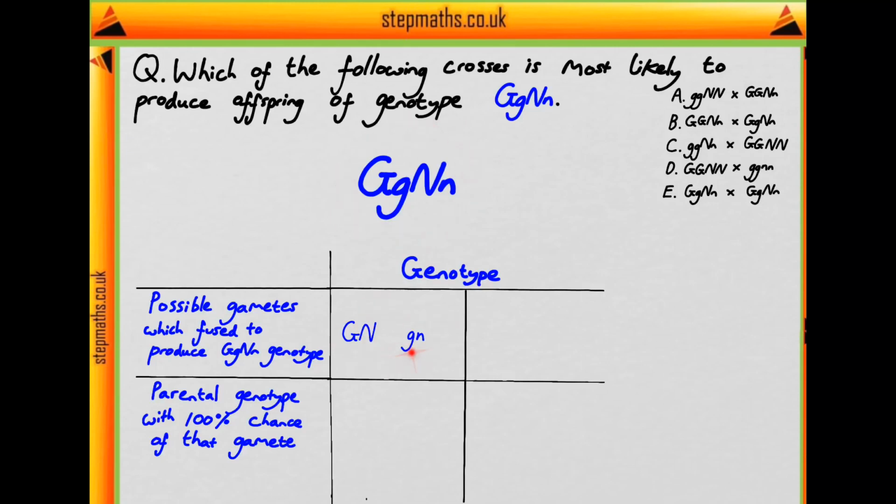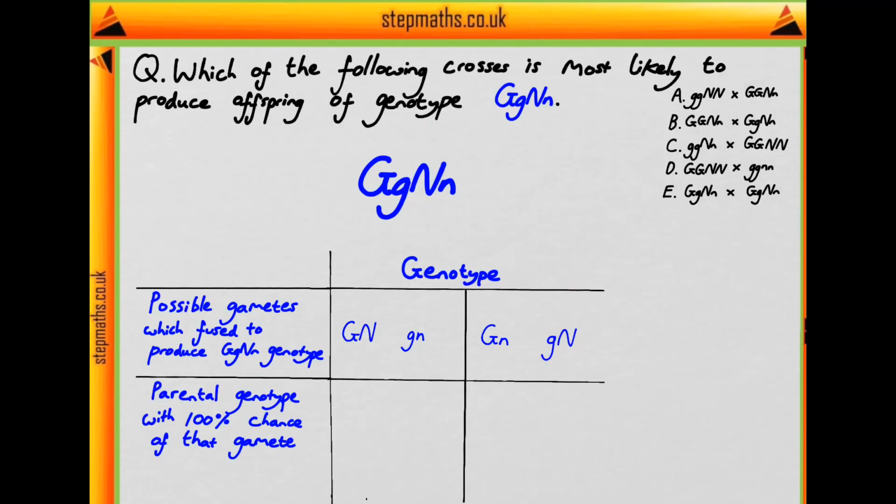So now that I've given you the first possible combination, what do you think the second one could be? This one's a little harder to spot initially, but this is capital G, lowercase n, and lowercase g, capital N. So if these two gametes fused, they would form this dihybrid genotype.